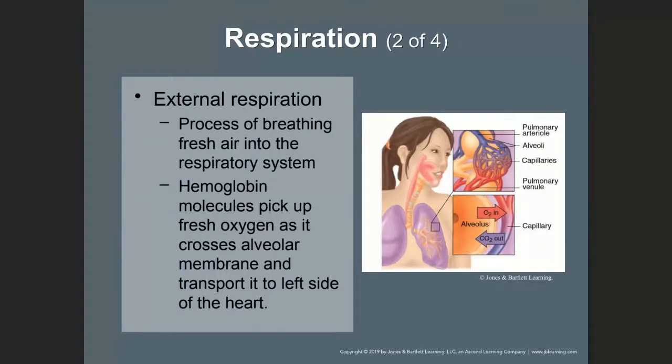External respiration is a process of breathing fresh air into the respiratory system. Hemoglobin molecules pick up fresh oxygen as it crosses the alveolar membrane and transport it to the left side of the heart. And the red blood cell can only hold 4 oxygen molecules. It cannot hold more than that.